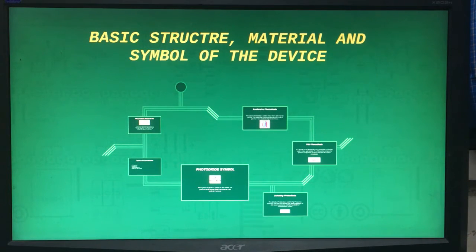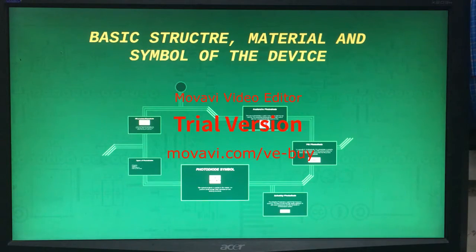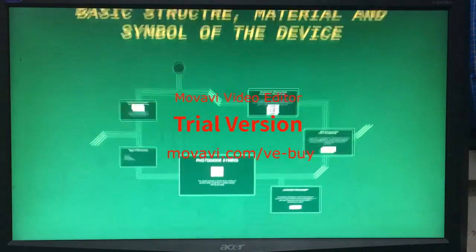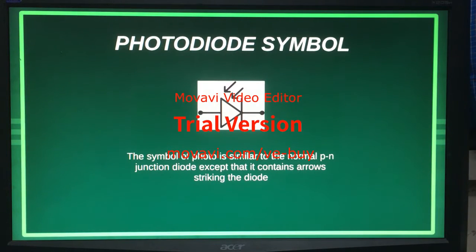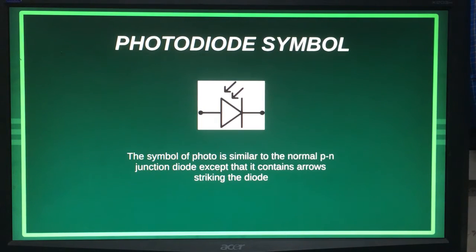Assalamualaikum, my name is Akmal and I'm going to present about the photodiode basic structure, material and symbol of the device. So we start with the photodiode symbol. As you can see, it just looks like the usual diode symbol, but with an arrow striking the diode. The arrow represents the light or the photons.